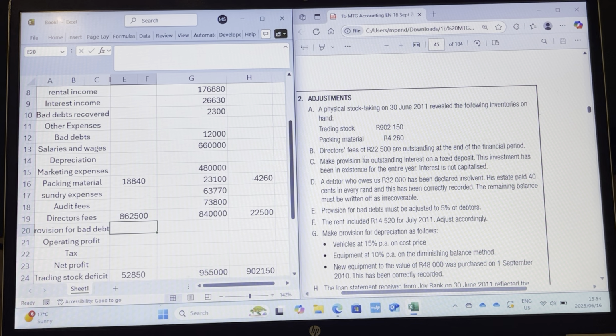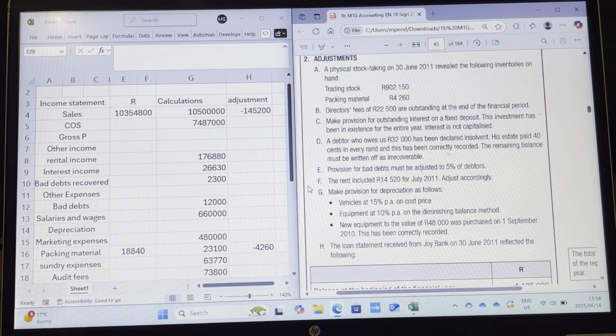Next, it says we have to make a provision for outstanding interest on a fixed deposit. This investment has been in existence for the entire year and interest is not capitalized. What does this actually mean? This line item actually means that we have interest that is still due to us that we have not received as of yet from our fixed deposit. And how do we get that amount?